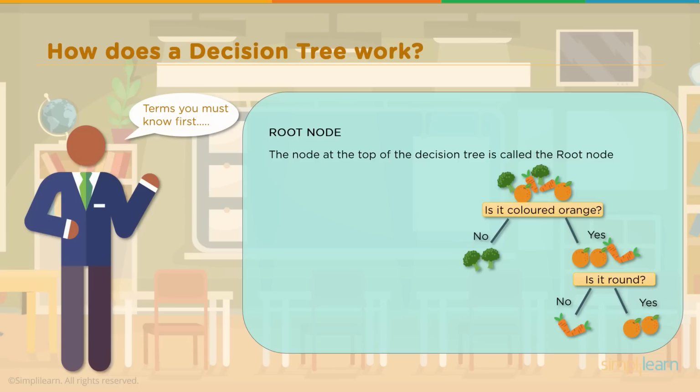The very top node of the decision tree is called the root node. So the very first one, where we started off and split it, is it colored orange. And you can see that pointed out nicely there.